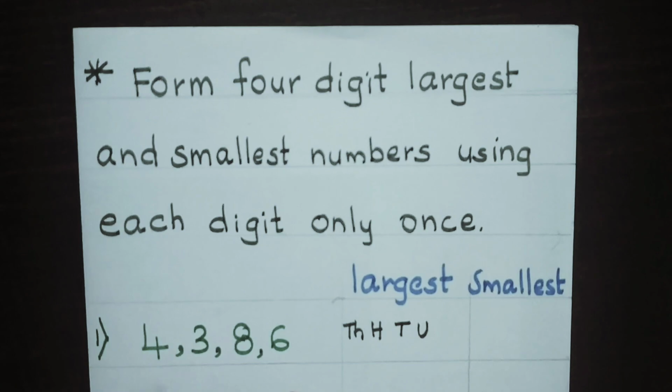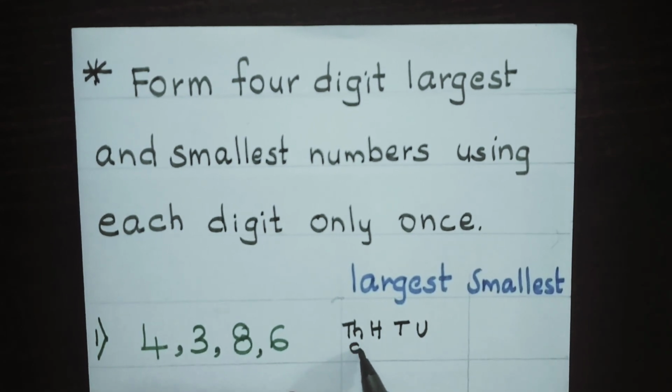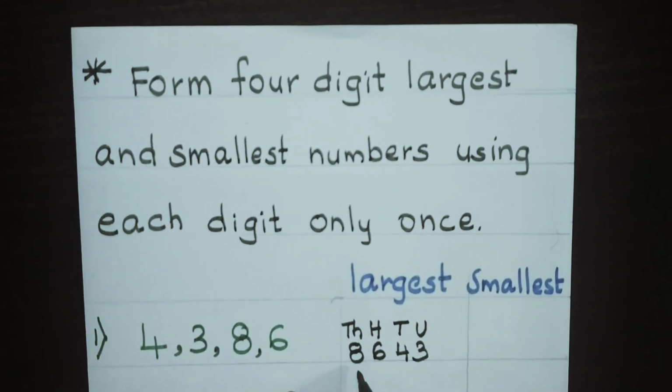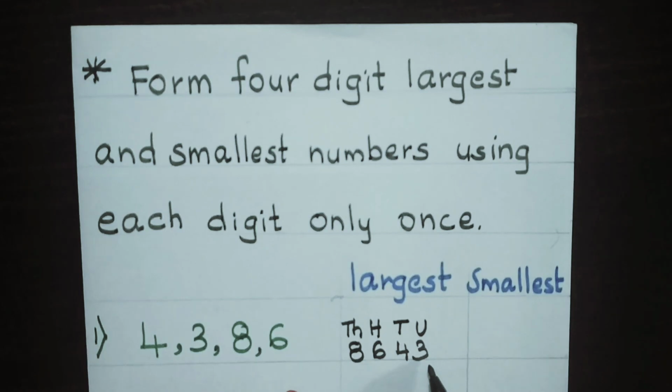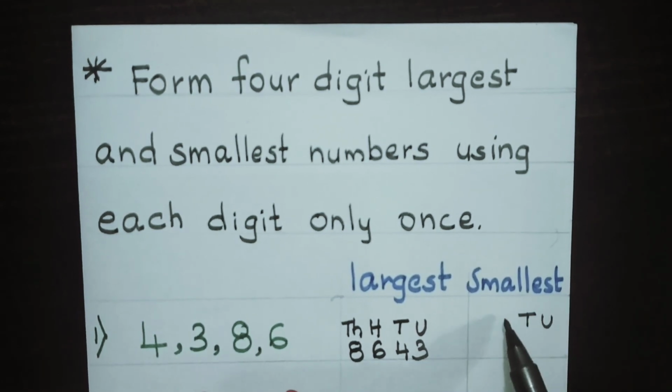To make the largest number, among the digits you have to see the biggest number. 8 is there, then 6 you have to write, then 4 you have to write, and then 3 you have to write. That is 8643.